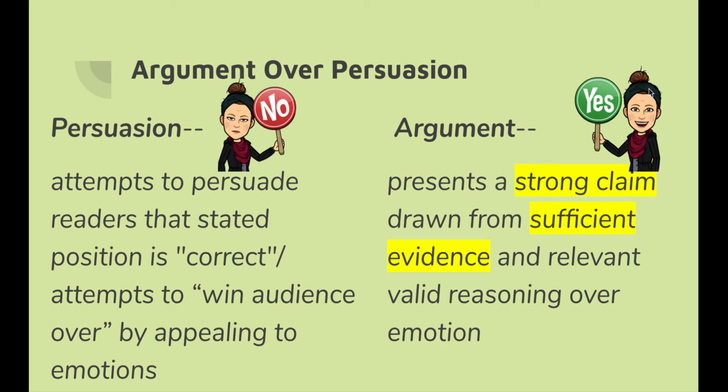Whereas an argument is still persuasive, but its strength lies in the claim and the sufficient evidence drawn from different sources, and then valid reasoning. So we're looking for reasoning over emotion. And that is an important distinction to think about before you make this claim or create this claim. It's not going to be like, because of the devastating circumstances of COVID-19, blah, blah, blah. So we're not aiming for people's emotions.